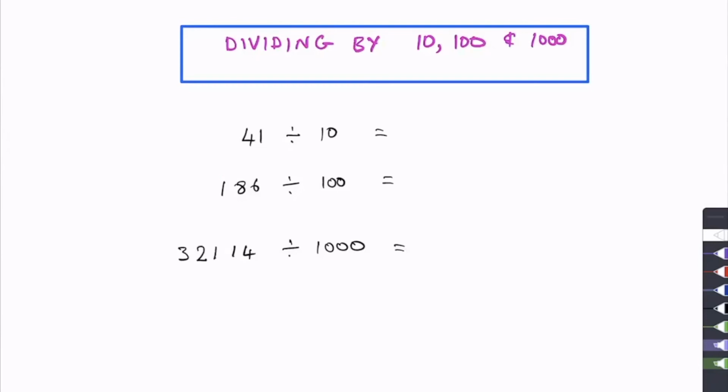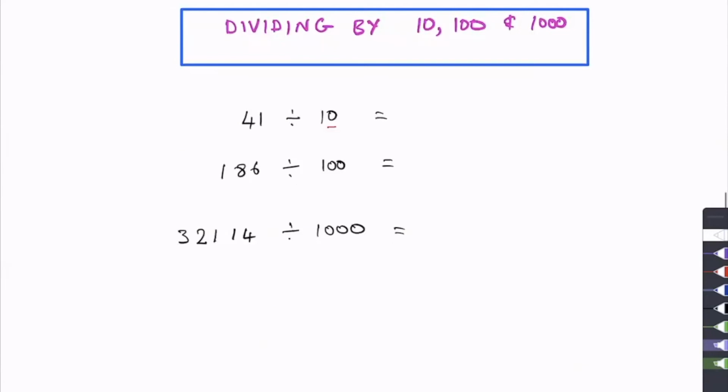Now let's look at dividing by 10, 100, or 1,000. So in the first case, we're dividing by 10. Because there's 1 zero, we move the decimal point 1 space to the left. But we can't actually see a decimal point at the moment in any of those numbers. Well, that's because they're whole numbers. The decimal point in a whole number is always at the end.